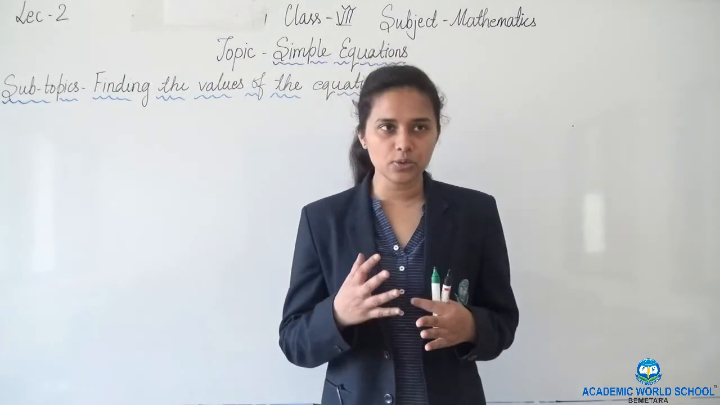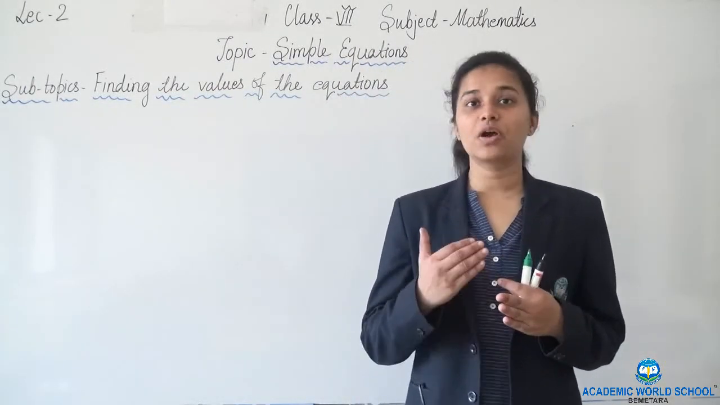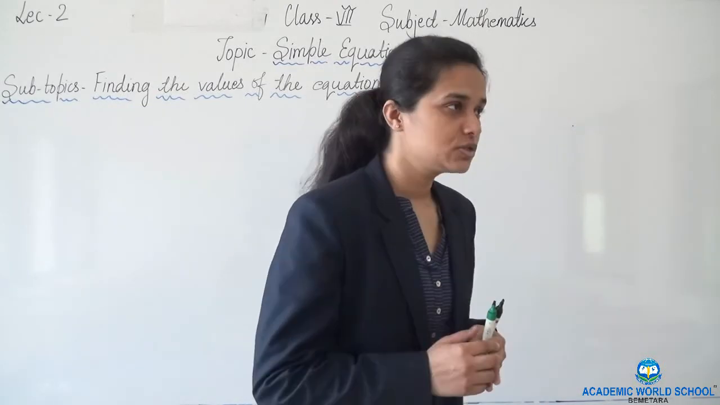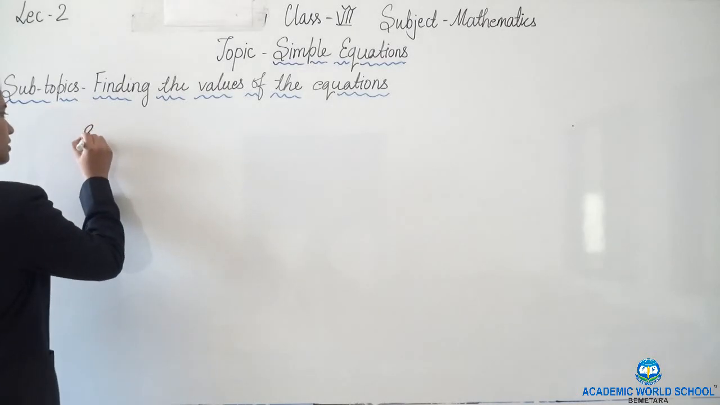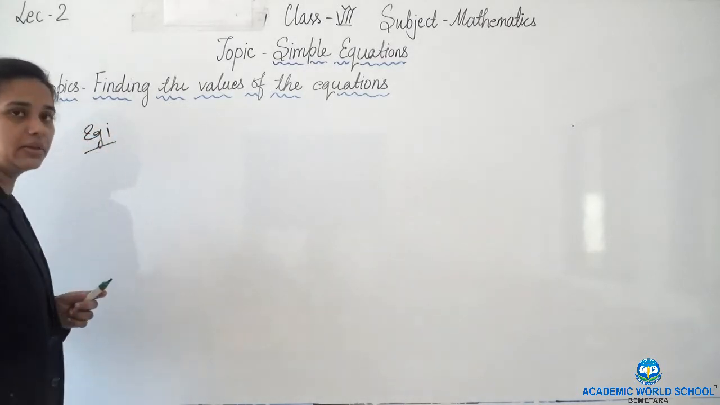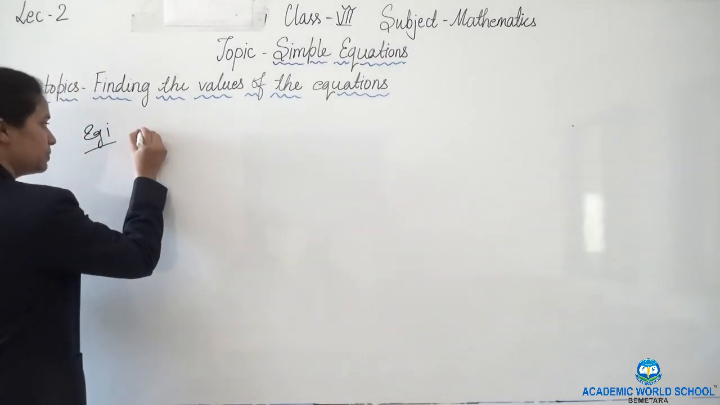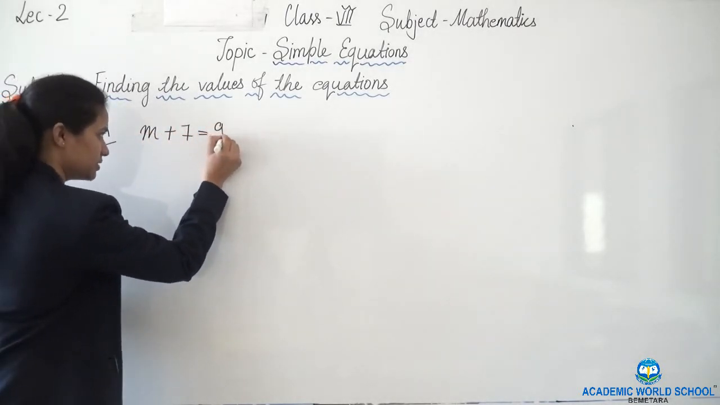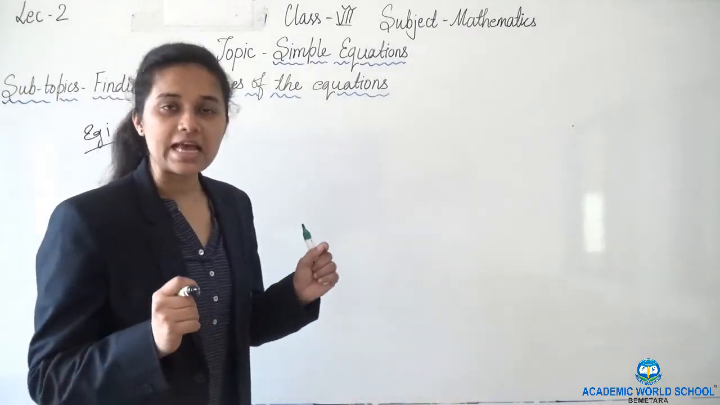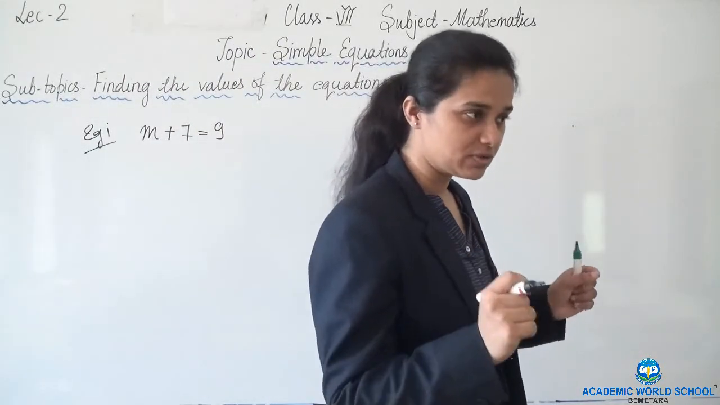To understand how to find the values, we need to consider some examples. So with this, I first begin with an example. Example 1. Suppose m plus 7 equals 9. The question is m plus 7 equals 9.